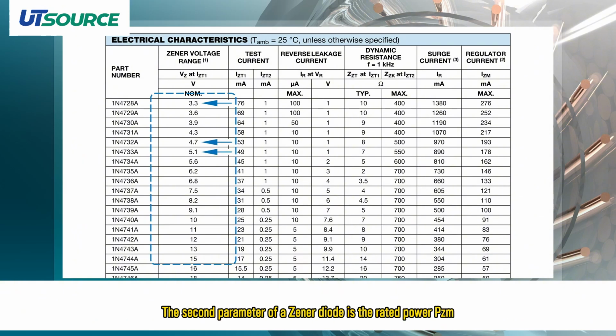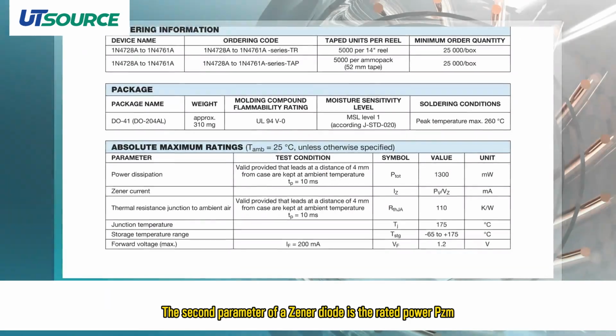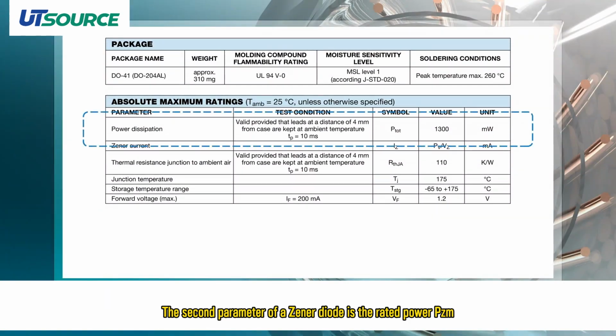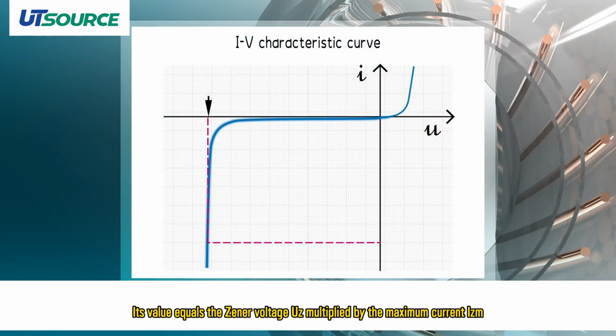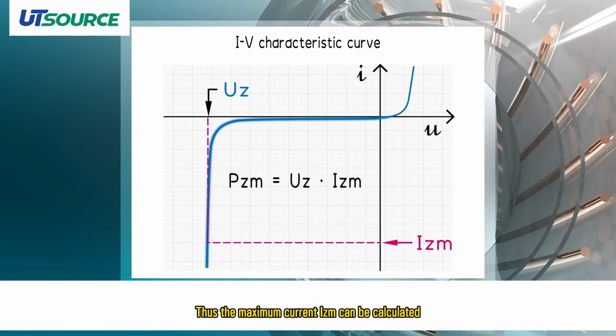The second parameter of a Zener diode is the rated power PZM. It represents the maximum power the diode can handle. Its value equals the Zener voltage Uz multiplied by the maximum current IZM. Thus, the maximum current IZM can be calculated.